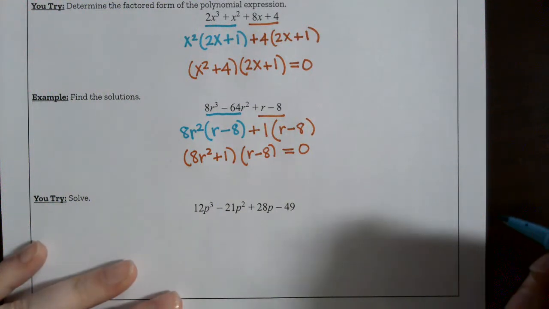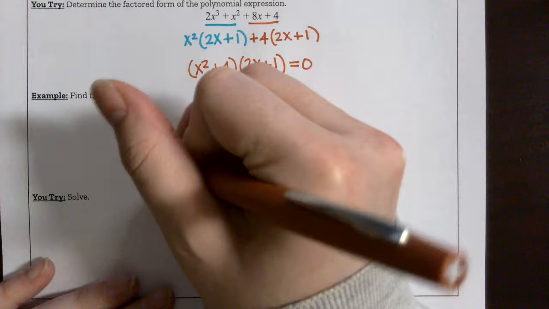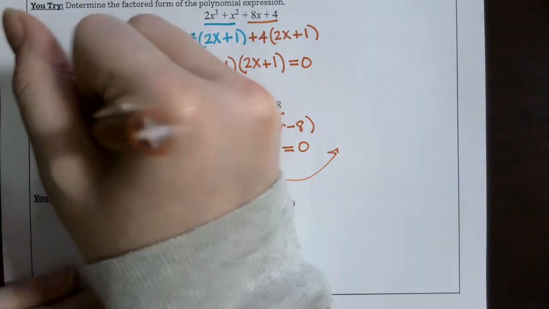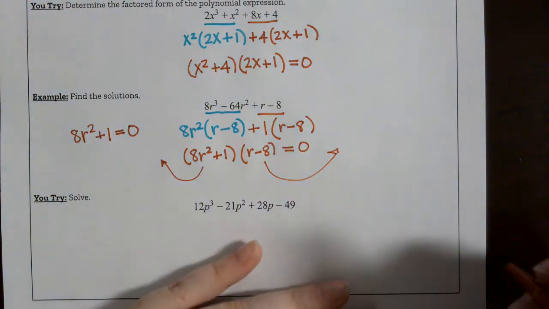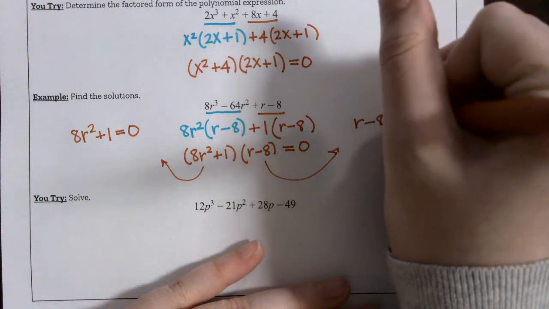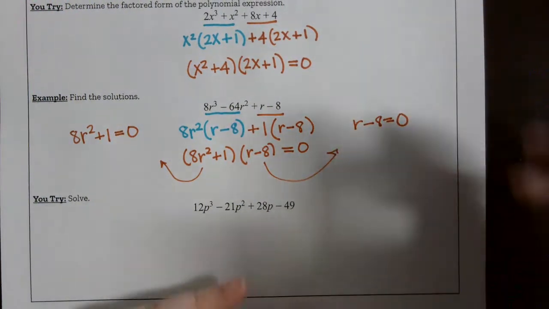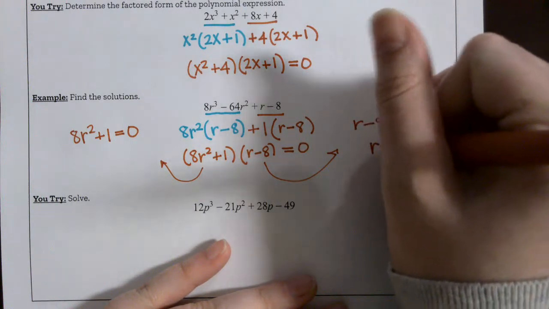Now, to actually solve this, all we have to do is split these and set them equal to 0 on their own. So I'm just going to rewrite 8r squared plus 1 equals 0, and r minus 8 equals 0. I'm going to solve this one first because it's a little bit easier. I'm just going to add 8 to both sides, and I get r equals 8.